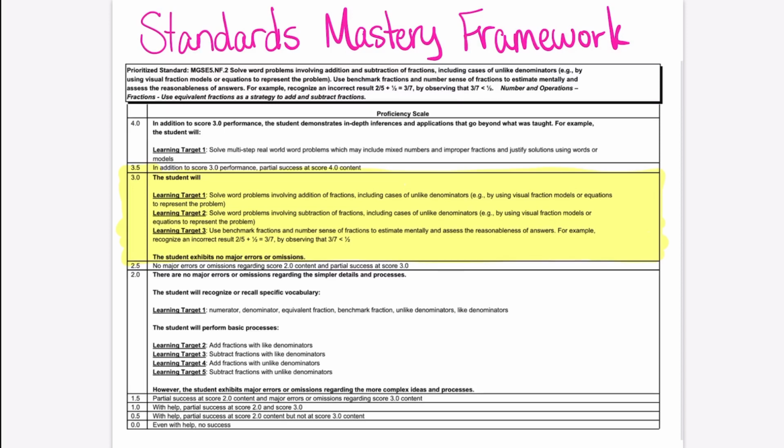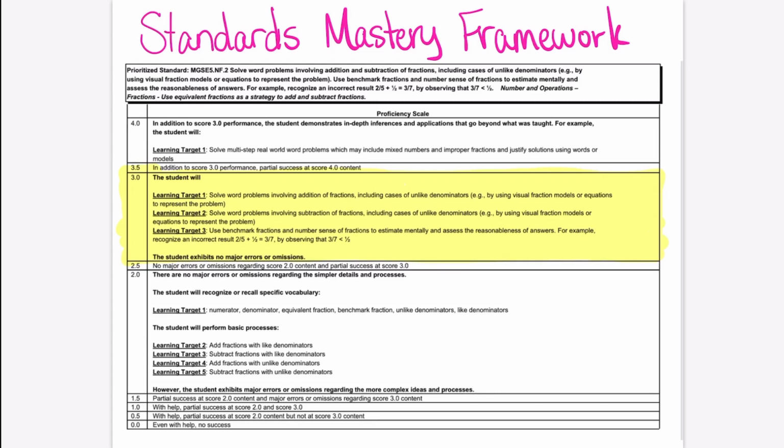So we use the standards mastery framework in order to guide our teaching and to ensure that we are teaching to the rigor of the standard and what the test will be expecting of us. Today we are looking at level 3, which is meeting grade level standards. In order to meet performance standards, we will need to solve word problems involving addition of fractions, including cases of unlike denominators. So add two fractions when they may have unlike denominators by using models or equations to represent the problem. Also, learning target 2 will need to solve word problems involving subtraction of fractions, including unlike denominators.